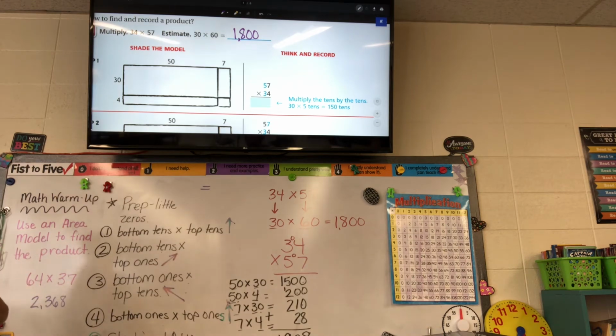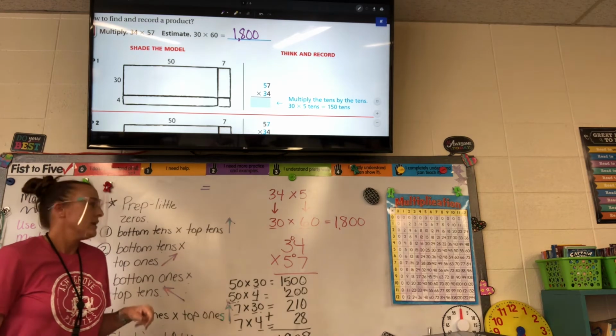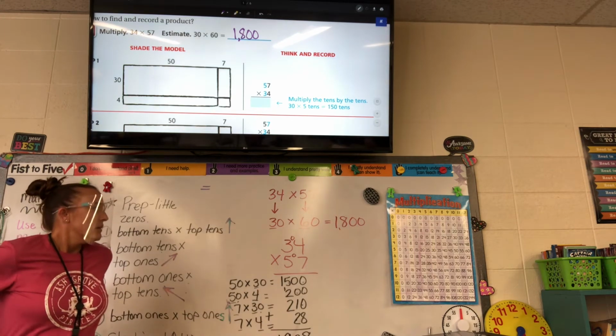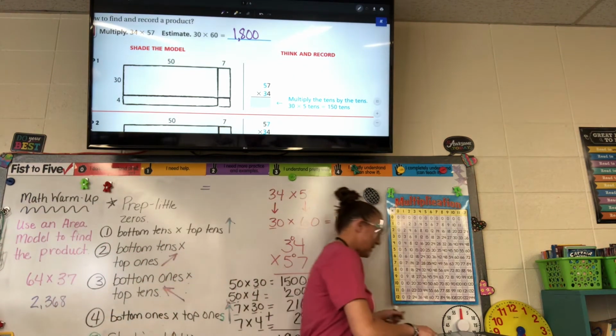Yes, we're above it though. How come it's reasonable? Dakota? Because it's not too far away from our estimate. Beautiful. Perfect. It's close to our estimate.